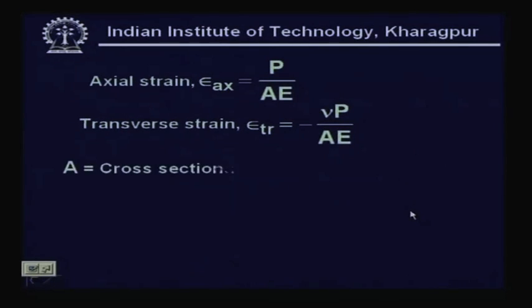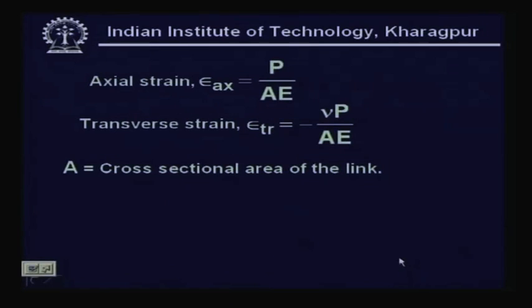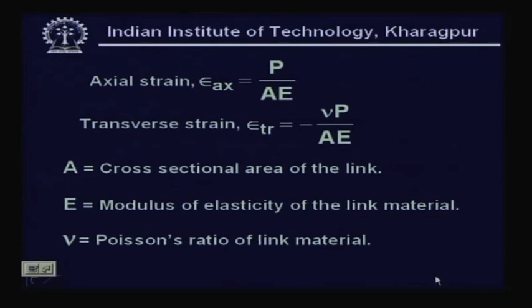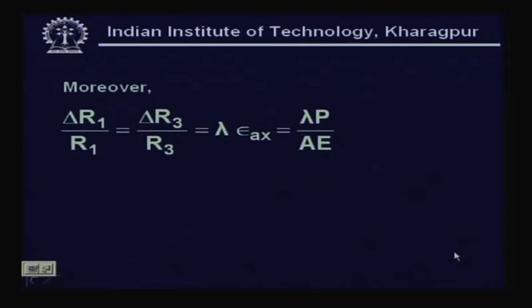Now, what are those legends? Let us look. A is the cross sectional area of the link. Okay, we have seen the link. So, the link looks like this, is it not? So, this area is the cross sectional area A, right. E is the modulus of elasticity of the link material, right. Then we have Poisson's ratio nu of the link material, and P, as you know, is the load on the link.